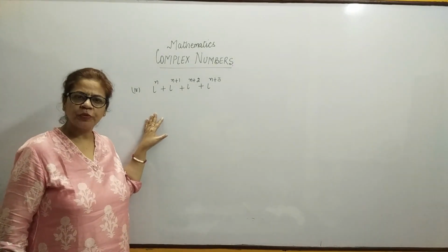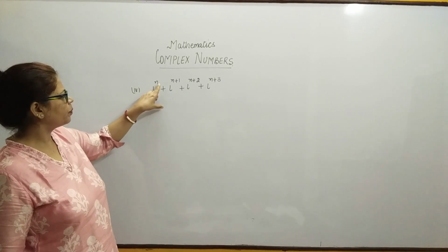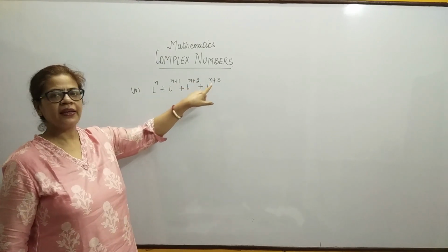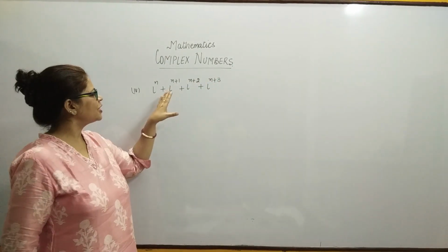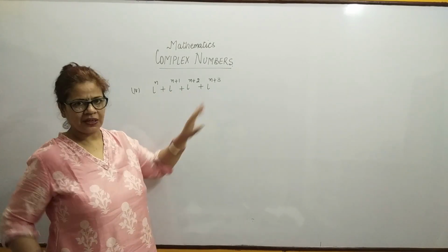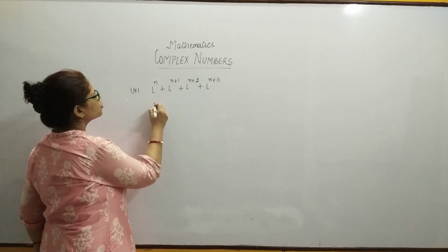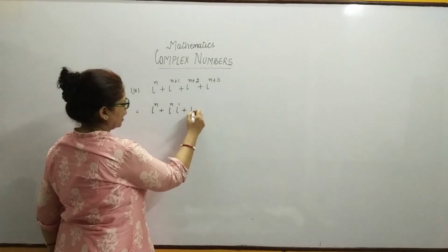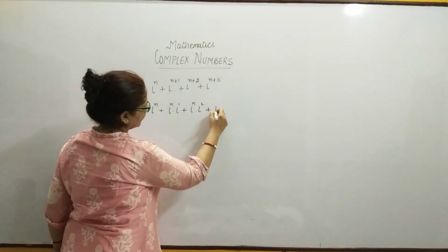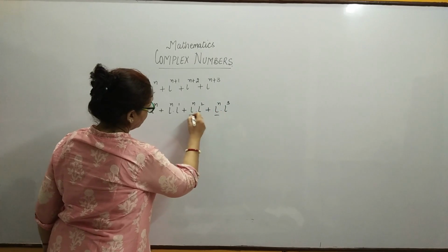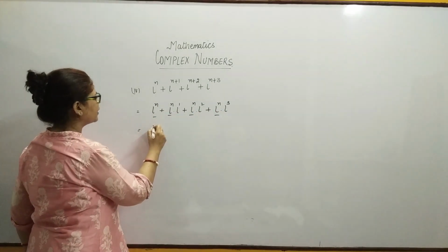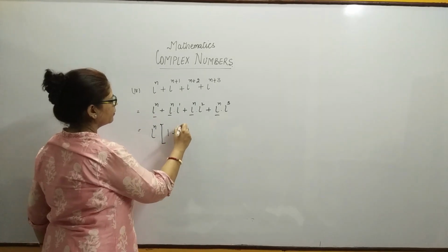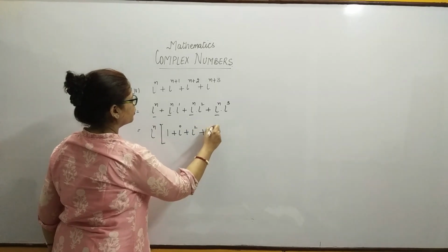Let's take the fourth part of the question. i raised to the power n plus i raised to the power n plus 1 plus i raised to the power n plus 2 plus i raised to the power n plus 3. Let us split the powers in these terms. We can write it as i raised to the power n plus i raised to the power n into i raised to the power 1, i raised to the power n into i square, i raised to the power n into i cube. Now as you can see, we can take i raised to the power n out. Here we are left with 1, here i square, here i cube.